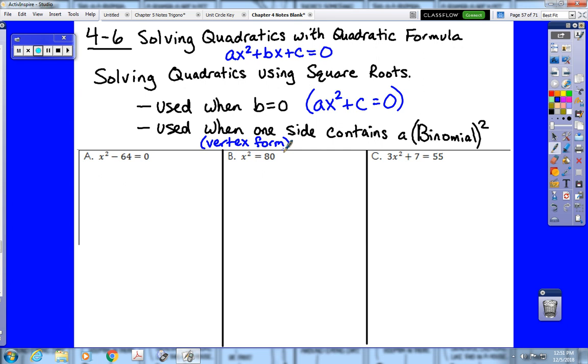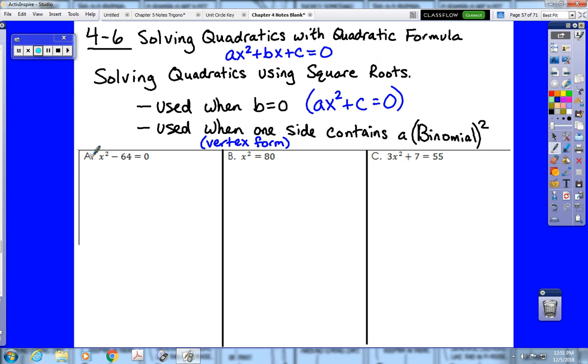So we're going to break this chunk of the notes into two parts. We're going to do 6 examples involving solving by square roots when b equals 0, and then we will do a few examples where one side is a binomial. When we talk about problems where b equals 0, we're talking about equations that look like this. Now what we need to do is isolate the x squared term. We need to get that by itself.